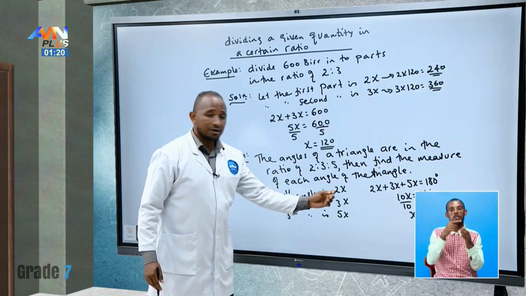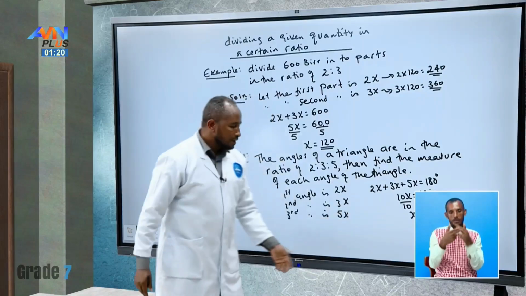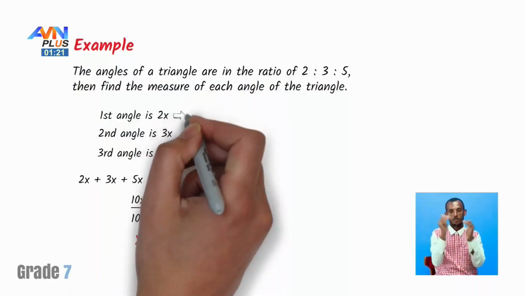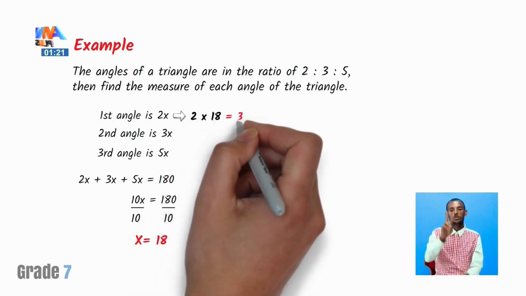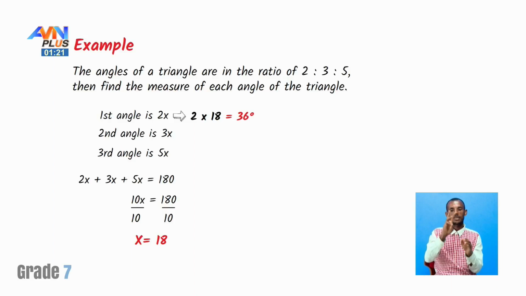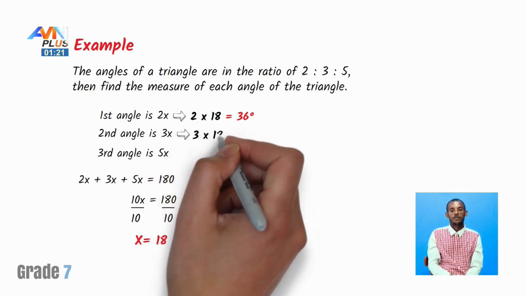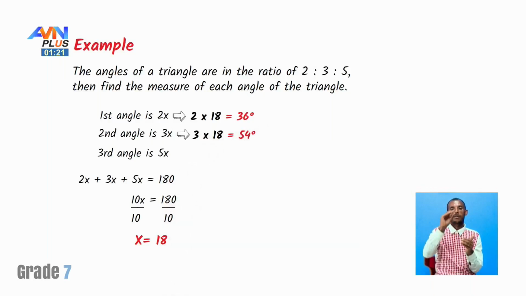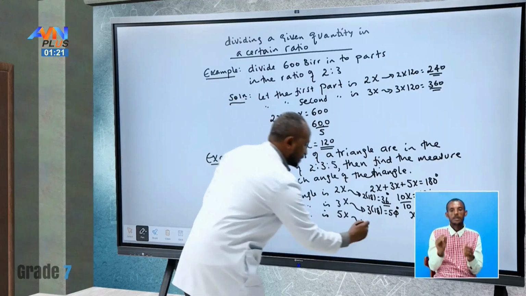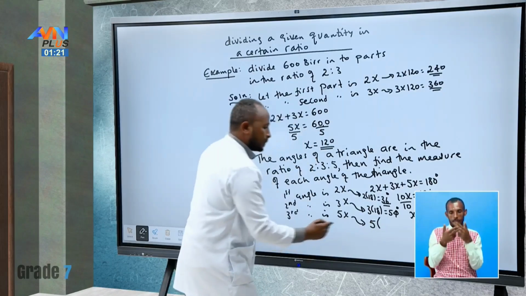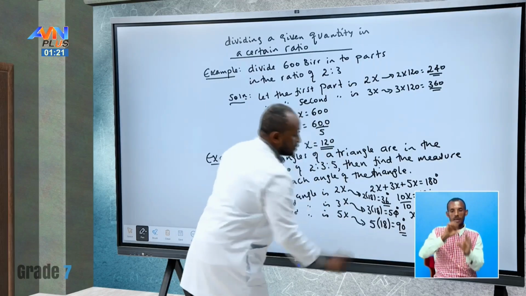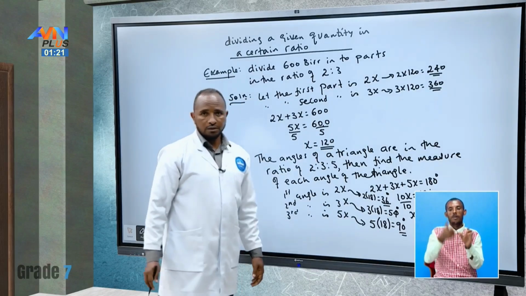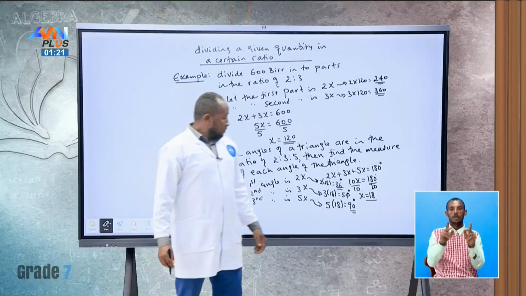Once we have found x, we can calculate each angle. The first angle is 2x, that means twice 18, which is 36 degrees. The second angle is 3 times 18, which is 54 degrees. And the third angle is 5 times 18, which is 90 degrees. So these are the measures of each angle of the triangle. So that's it. Okay, this is all about today's lesson.